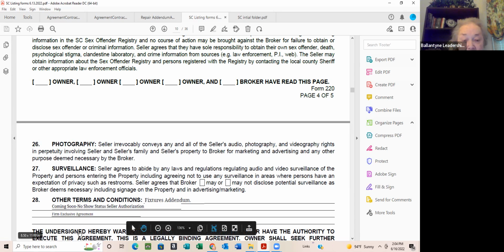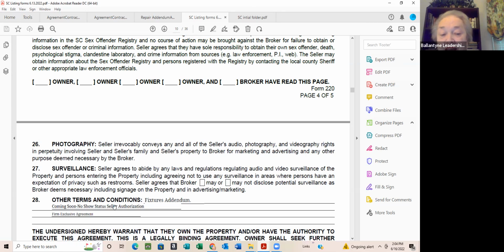Now this right here, remember I told you about the fixtures addendum? This is where you're going to add it if it's a part of the contract. Coming soon, no-show status. If you've got one of those addenda that I showed you a minute ago, you've got to list it right here so that it's a part of this listing agreement. Or if you choose the firm exclusive instead of the coming soon, then you're going to put the firm exclusive.